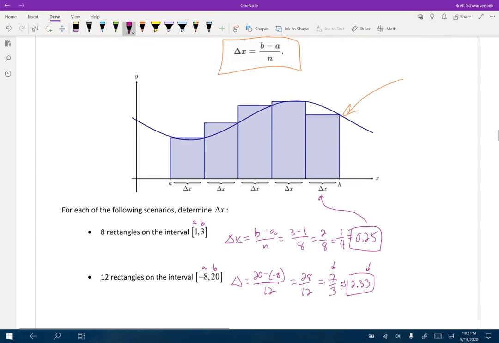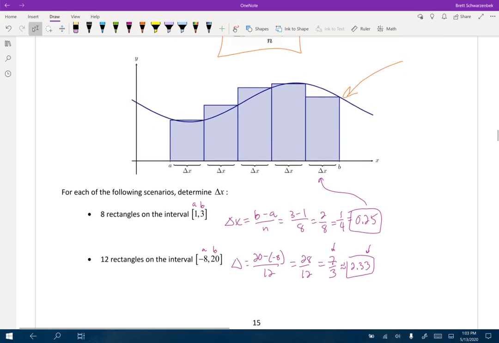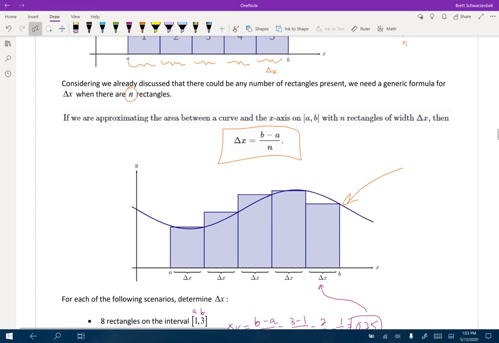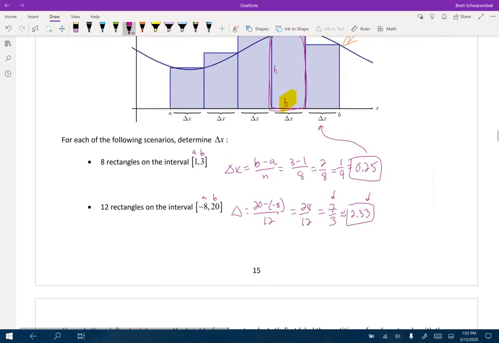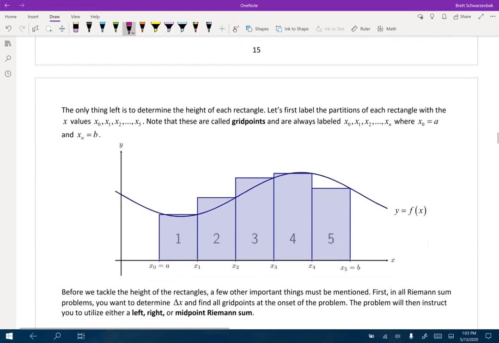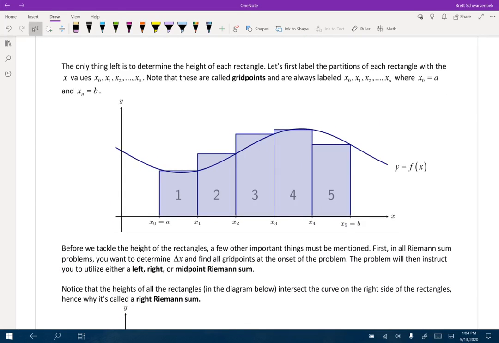But the key is understanding that we're trying to find the area of each one of these rectangles right here, right? And all we need to do is base times height, right? So right now, look what we have. We already have the base. So we're going to have to basically segue into finding that height. Okay, so moving through this. Again, the height, that is our goal here.